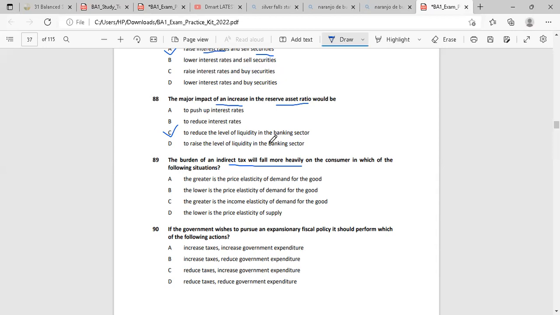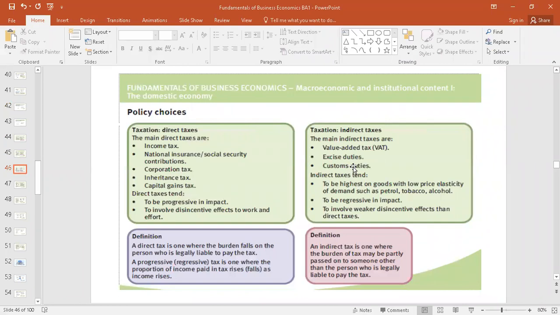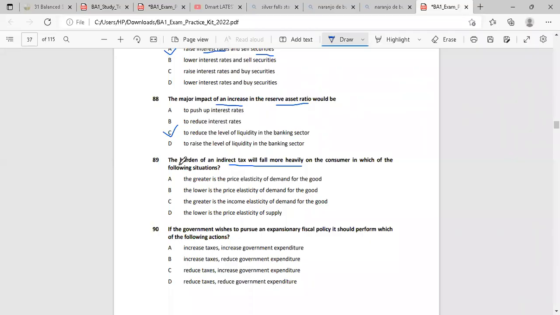So we see indirect taxes are levied on some of the examples we were looking at, where there is no impact for the rise in prices. Petrol was one example we were quoting, then tobacco. So the indirect taxes tend to be highest with low price elasticity of demand, such as petrol, tobacco, alcohol. So when the impact is seen heavily on the consumers, the burden of an indirect tax will fall more heavily on the consumer in the following situation.